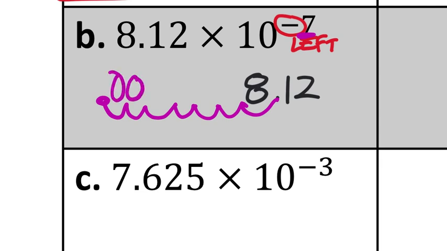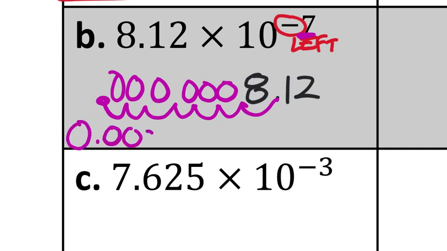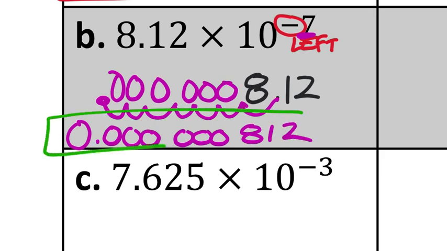Any empty place values become zeros. Bam. So this ends up being 0. How many zeros is that? 1, 2, 3, 4, 5, 6 zeros, 8, 1, 2. And now this is in scientific notation. Sorry, that's standard notation, my bad.